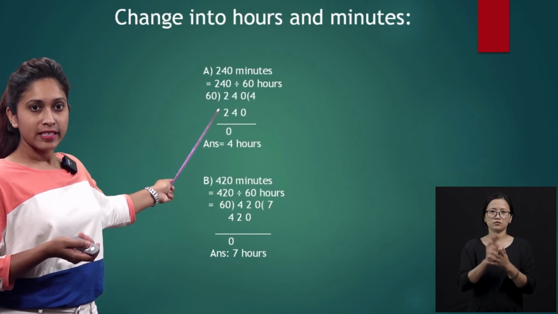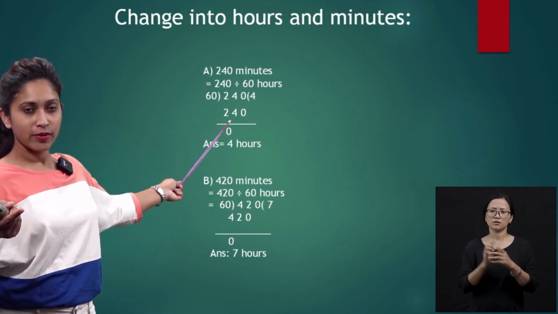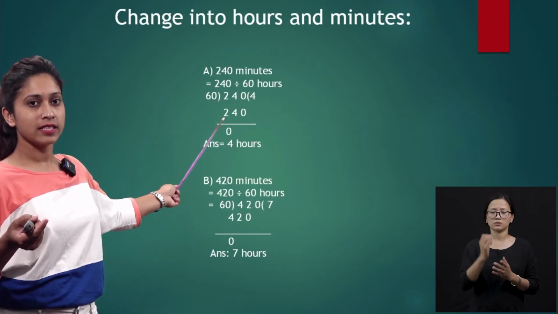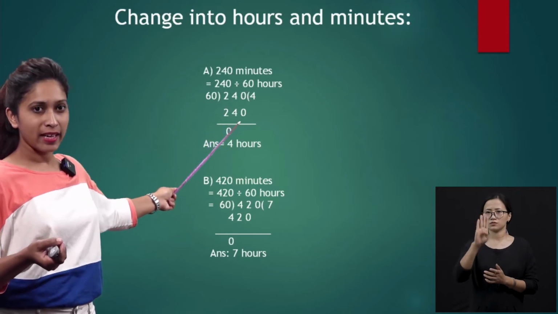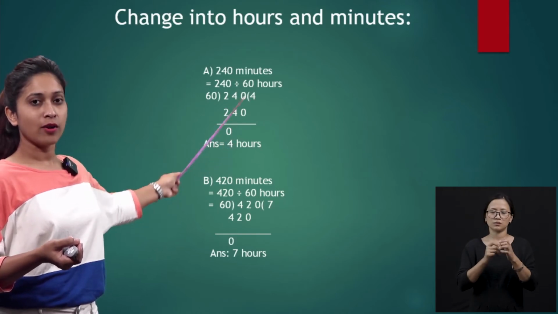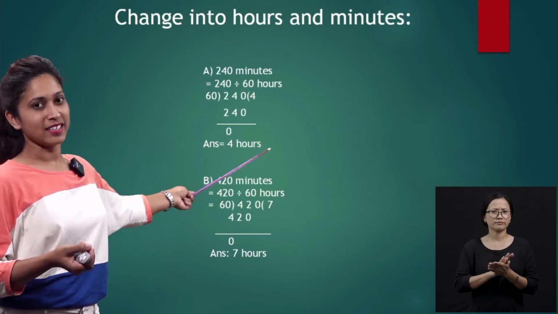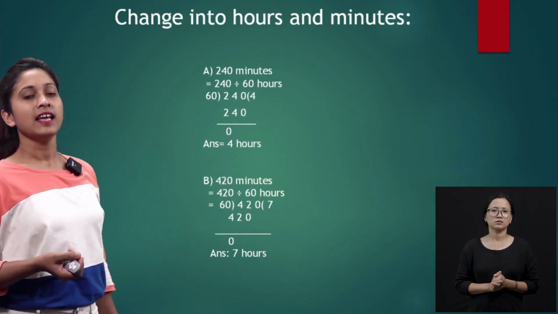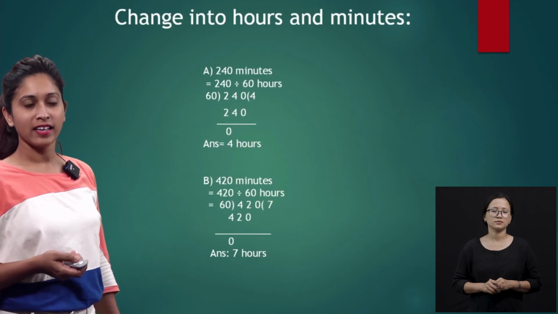In order to make it simple, if you multiply 6 into 4, how much will you get, children? It's 24, right? So, one extra 0 you'll put, since it is 60 here, and you will get 240. When you subtract them, you will get remainder 0. So, your answer is how much, children? 4 hours. Am I clear, children? It is just very simple when you concentrate and when you know the multiplication table properly, right?